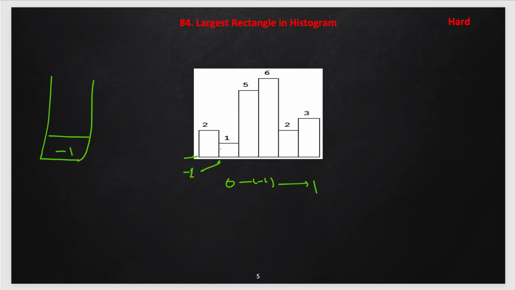Now we iterate with i equals 0, going up to the length of the array. We check the height from the peek element and update the index if the stack's peek element is not -1. In the first case the stack's peek element is -1, so we just add index 0 over here.